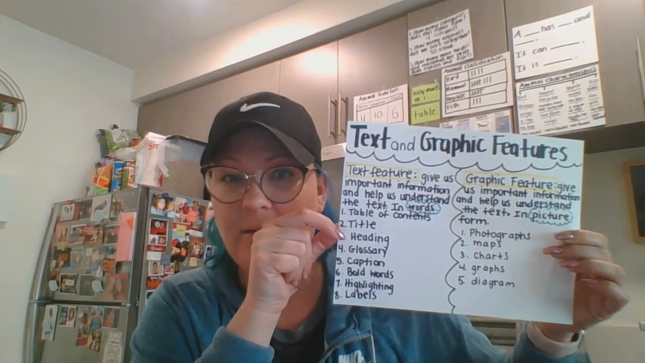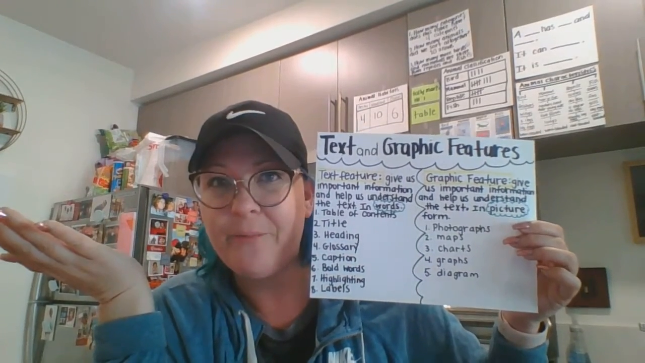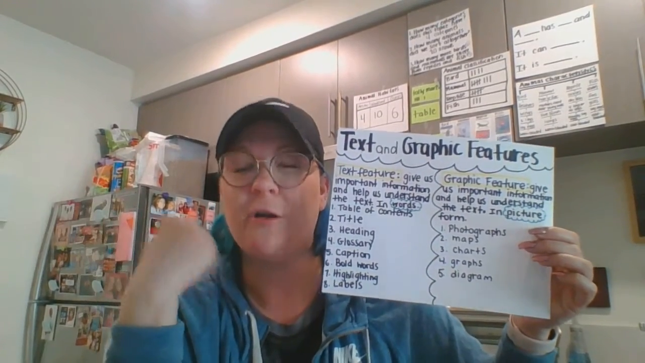Why do we have a title? Why do we have captions that tell us what the picture is about? Why is this picture in here? Why do I have the diagram of the plant and it tells me all the parts? What does that do for you? In essence, it helps us better understand.